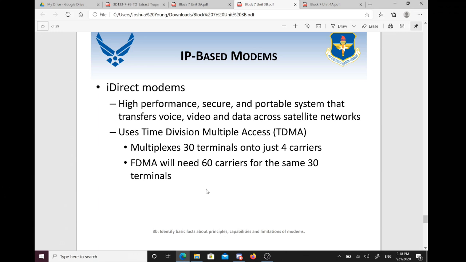These iDirect modems use time division multiple access in order to create those secure connections. They multiplex 30 user terminals onto just 4 carriers, whereas if you were trying to use frequency division multiple access, FDMA, in an iDirect modem, for the same 30 terminals you would need more than 10 times the amount of carriers. So TDMA is just a more efficient form of multiple access for our iDirect modems to use.